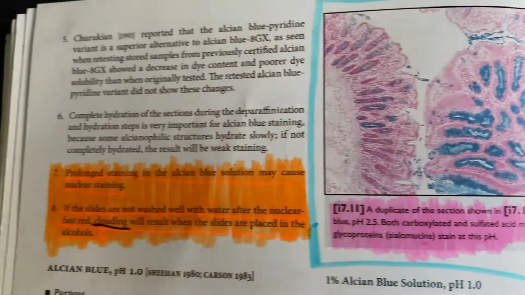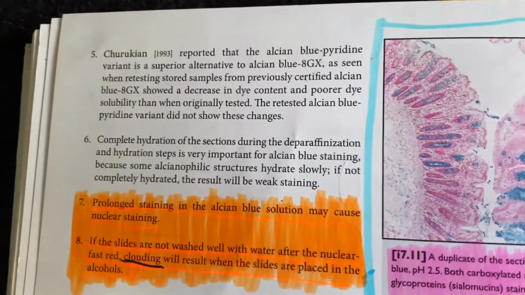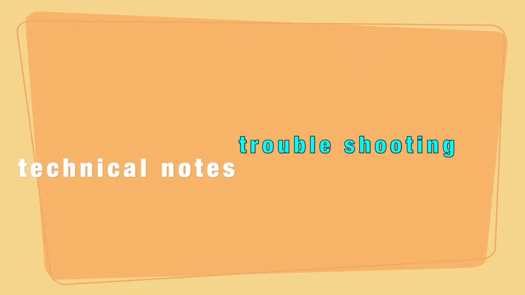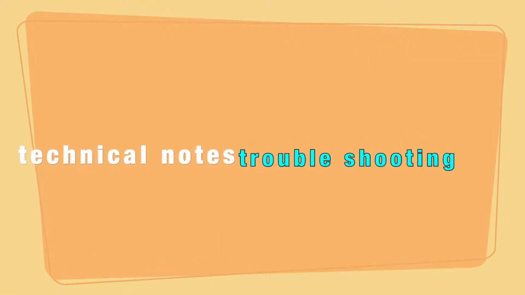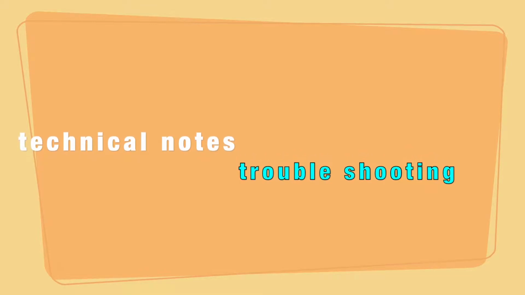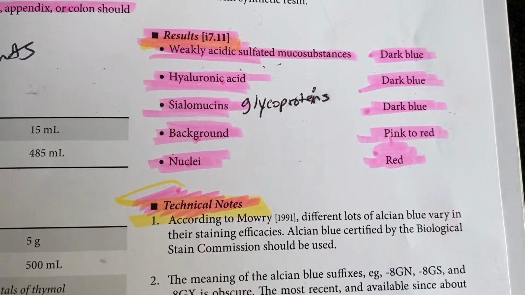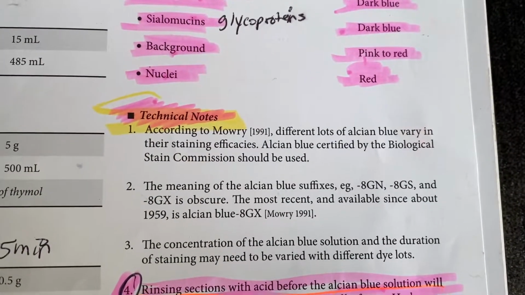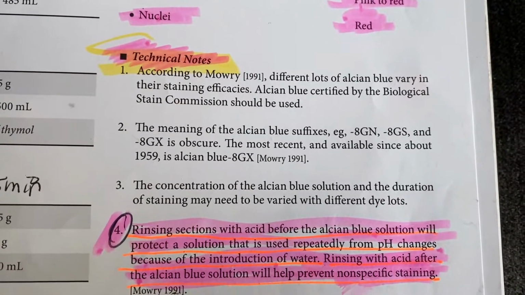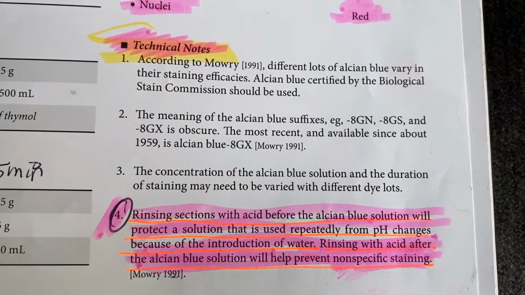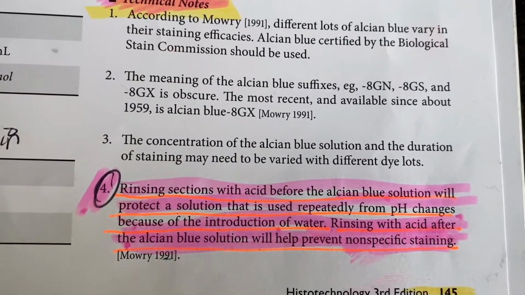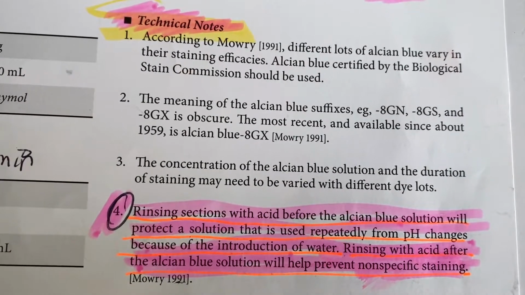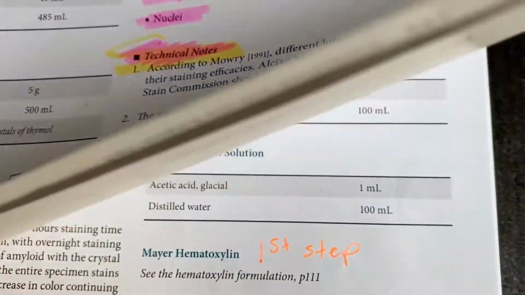Also, which is important, you want to make sure that you read all of the technical notes. Technical notes are really, really important to read. They will be your best friend in studying for the test. See how I put: rinsing sections with acid before the Alcian Blue solution will protect the solution that is used repeatedly from pH changes because of the introduction of water. Rinsing with acid after the Alcian Blue solution will help prevent non-specific staining.